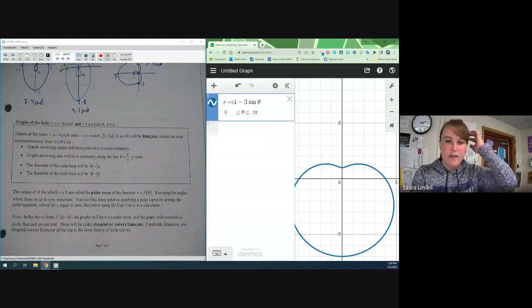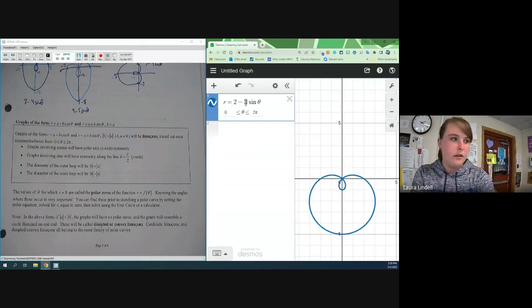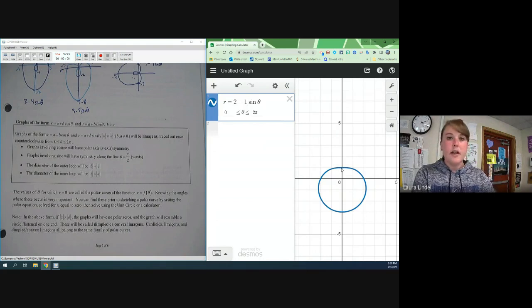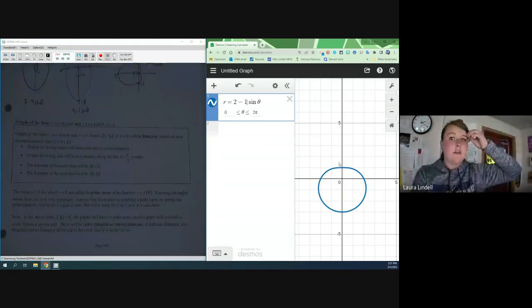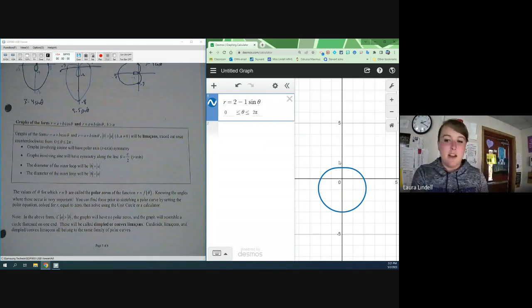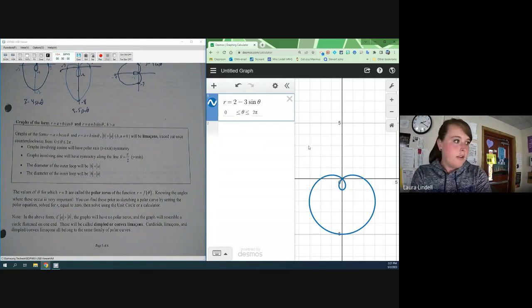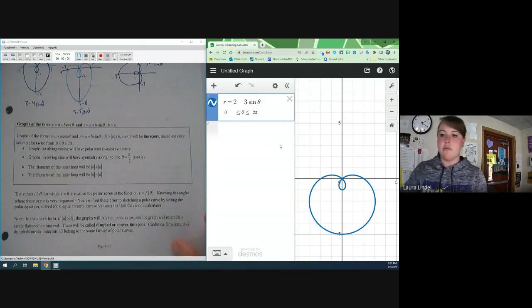Or sometimes they're called convex limaçons. If this is a 2 and this is a 1 or something like that, we get something that looks sort of like a circle with a flattened side. So anyway, whoa, lights went off on me. All right, we get the dimpled limaçon that way. So dimpled limaçon, regular limaçon. All right, so cardioids, limaçons, dimpled limaçons, these are all kind of in the same family of polar curves. All right, the last thing we're going to do today is a little bit of finding polar zeros.